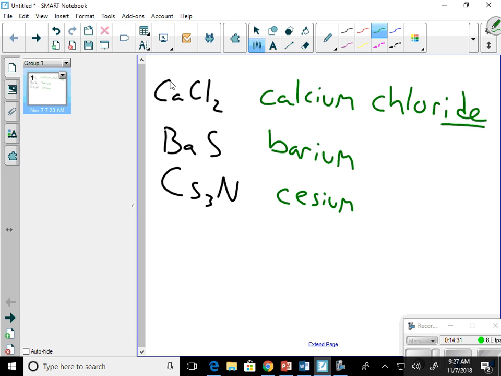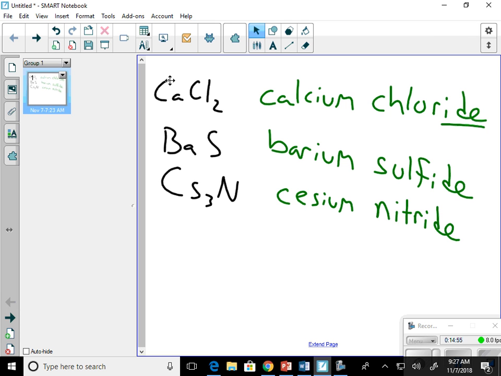So instead of barium sulfur, BaS would be barium sulfide. Instead of cesium nitrogen, it would be cesium nitride. Why don't you take a minute to answer the last four on that front side: the NaCl, the MgO, the BeI2, and the Sr3P2.